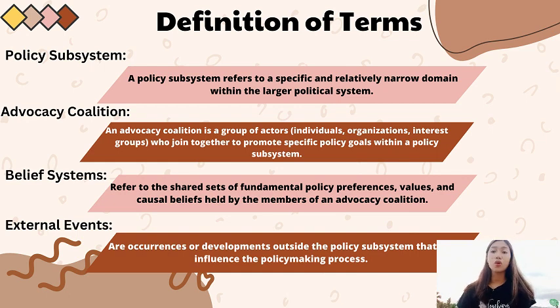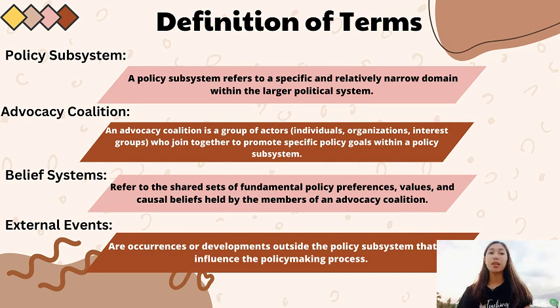Next is the advocacy coalition. So an advocacy coalition is a group of actors. These actors include individuals, the organizations, and the interest groups, who join together to promote specific policy goals within a policy subsystem.